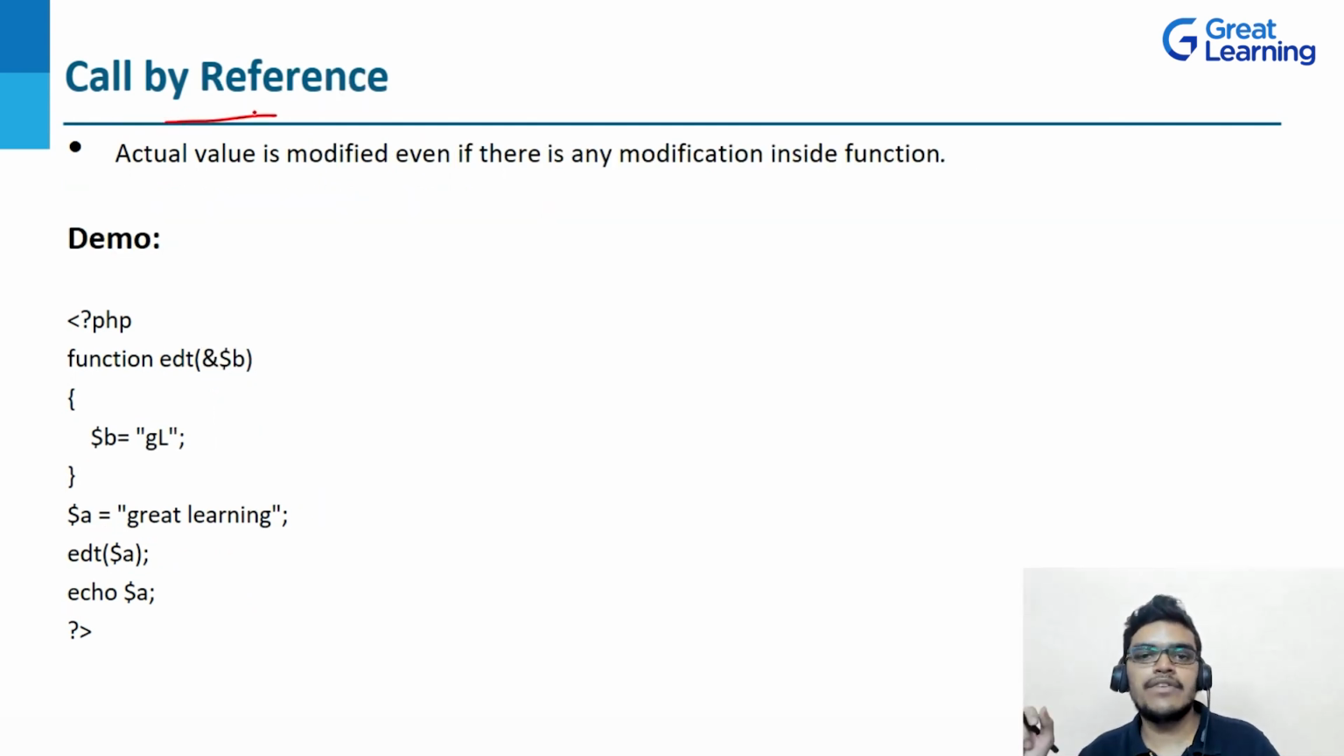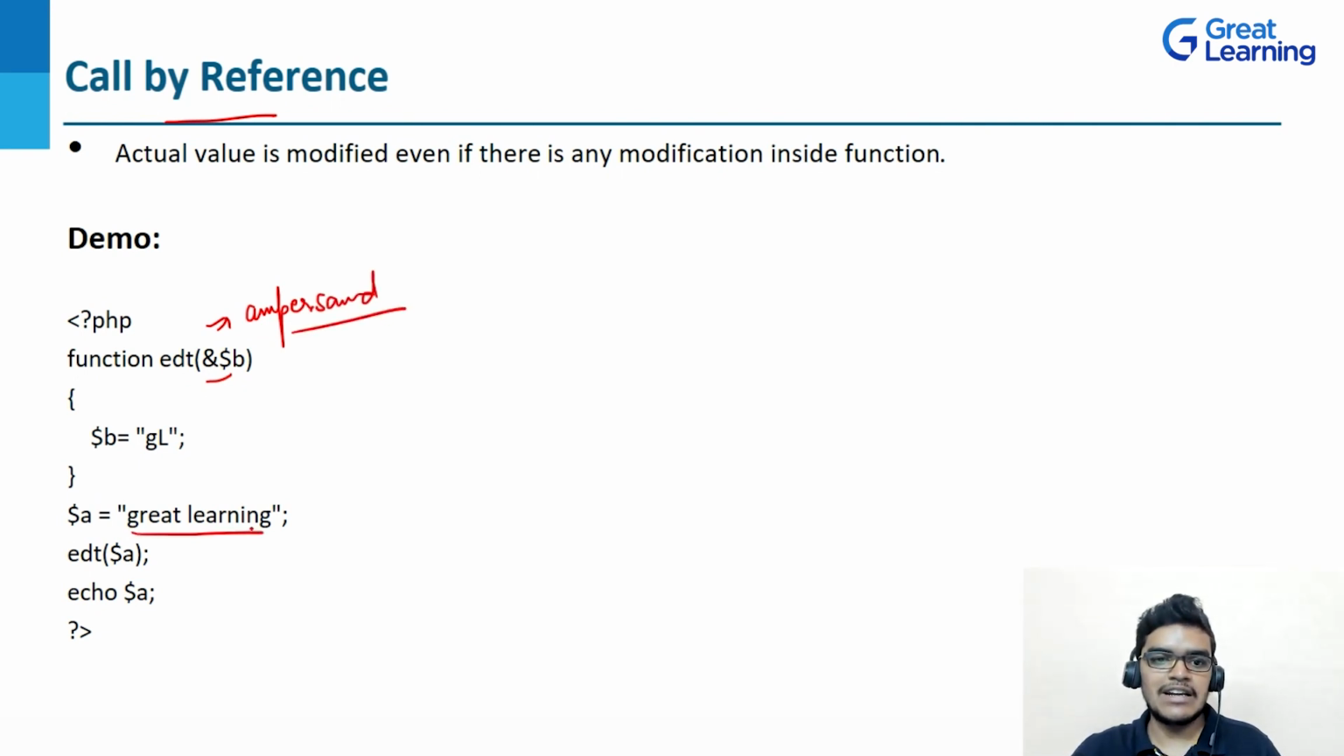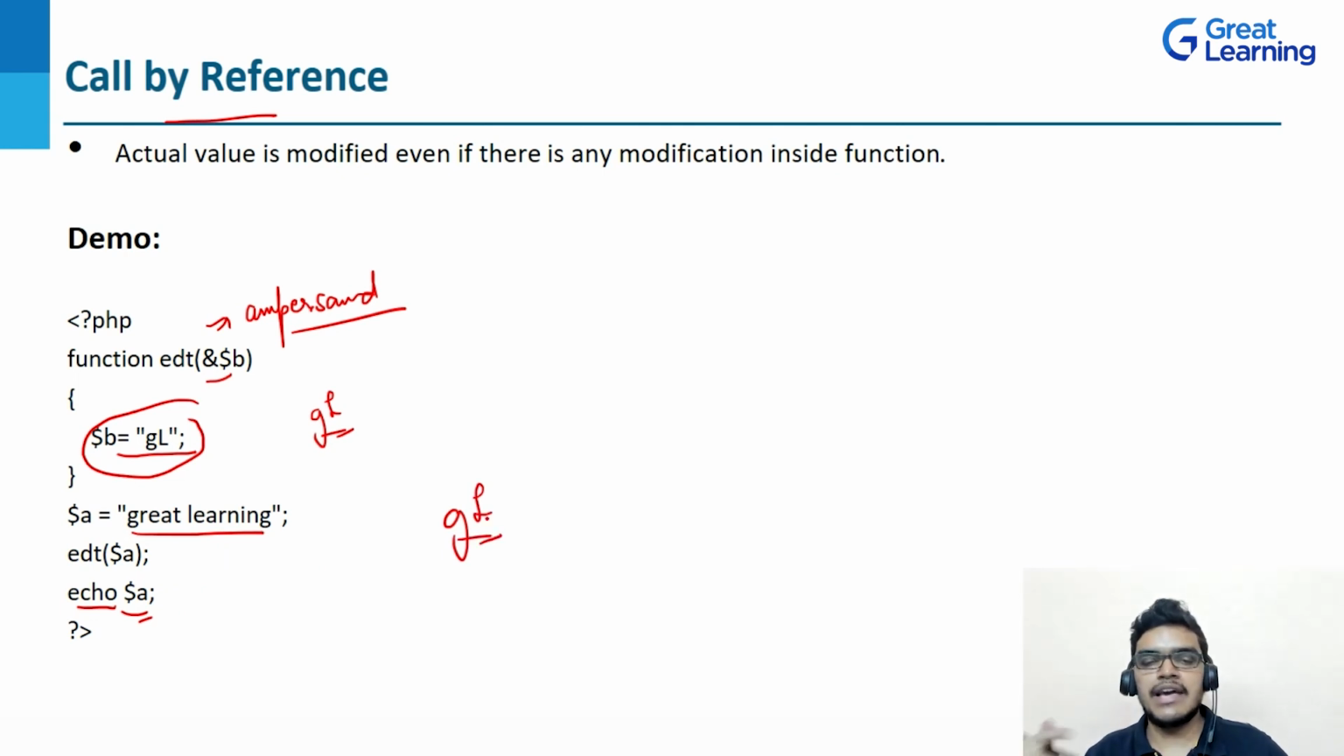Let's see what is called by reference. So here actual value will be changed if there will be any modification inside the function, right? So for call by reference, here I will write ampersand, right? So you can see that here my actual value is Great Learning, right? But there is a modification I am doing here inside the function, and I am writing here GL, right? So when you will display the output here, your output will be GL, right? Because actual value will be modified if there is any modification inside the function. Now let's see the practical example of call by value and call by reference.